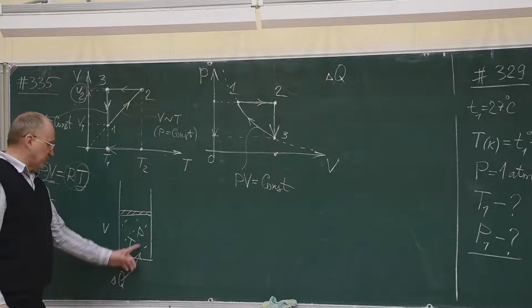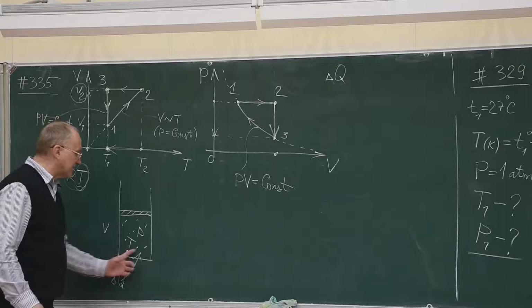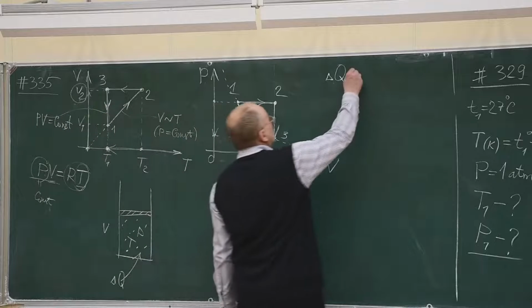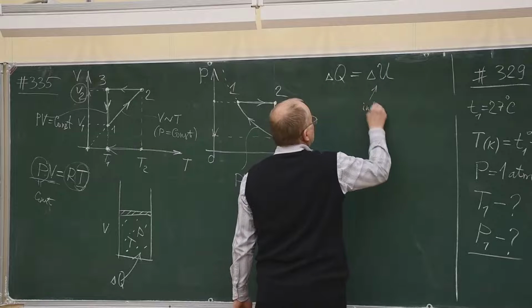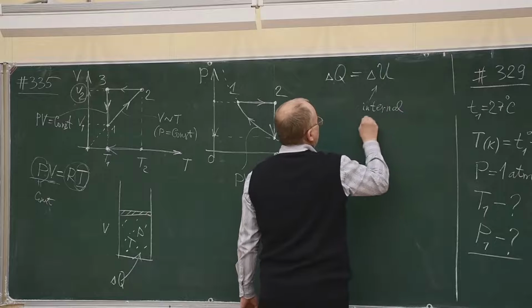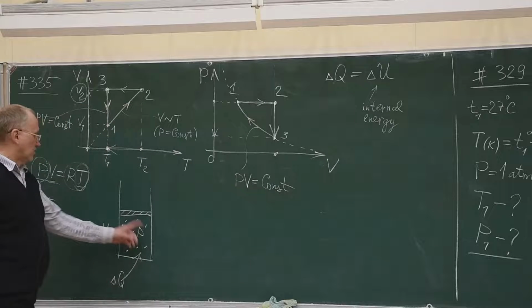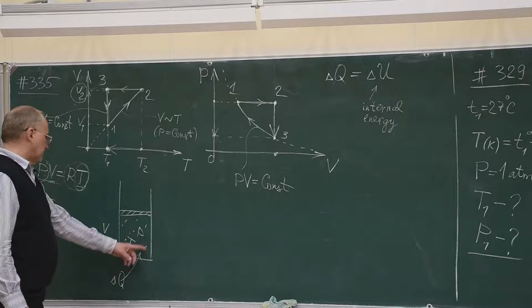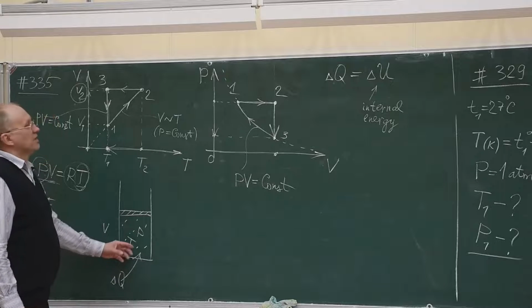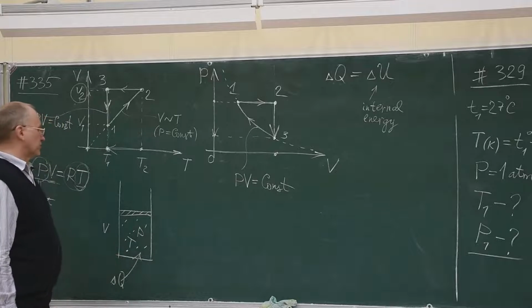So when we supply some heat energy, in general case, it goes to increase the temperature, that is, to increase the internal energy of the gas. It goes to the increase of internal energy. Internal energy of the gas is characterized by the intensity of motion of its molecules. The more intensive motion, the faster the speed of motion, the more internal energy will be contained in this gas. So when we heat the gas, we increase the internal energy.